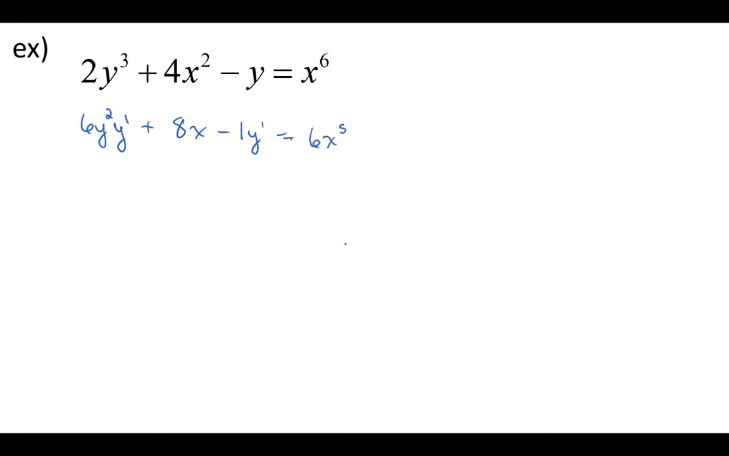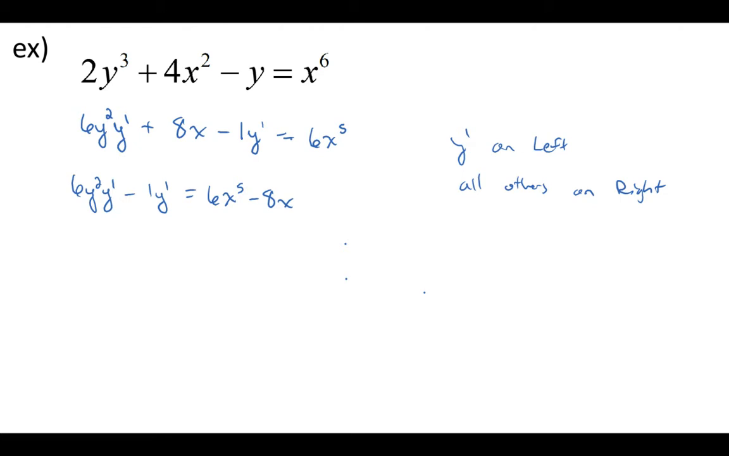Okay, now this looks a little bit different because we have multiple y primes. But our strategy is going to be to keep all the y primes on the left side, just like before, and then all the other variables to the other side. So that's what I'm going to do first, is just group those. So we want y primes on left, all others on the right. So we end up with 6y squared y prime minus 1y prime. I'm just going to leave the 1 there for now because it will be helpful in the next step, you'll see. Equals 6x to the 5th minus 8x.